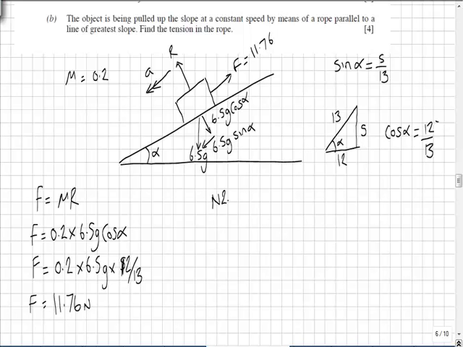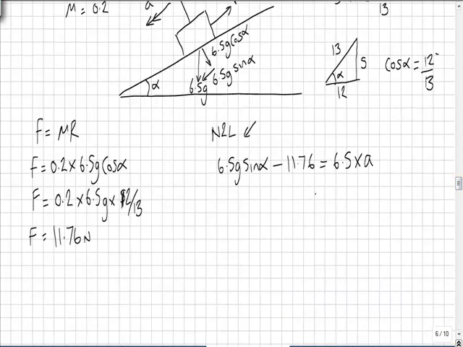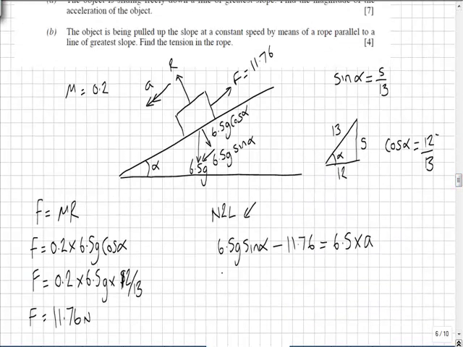The next thing to do would be to apply Newton's second law down the slope in the direction of acceleration, and we can see that we have the component of the weight of the object pulling it down the slope minus the frictional force trying to hold it steady is equal to the mass of the object, 6.5, times its acceleration. The only thing missing here is the sine alpha, which we were given in the start of the question. So that's 6.5 g times 5/13 minus 11.76 is equal to 6.5 times the acceleration.